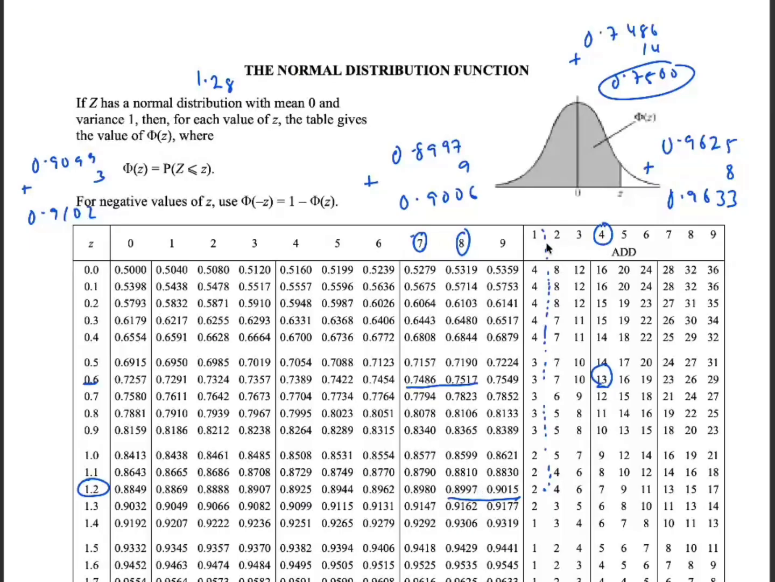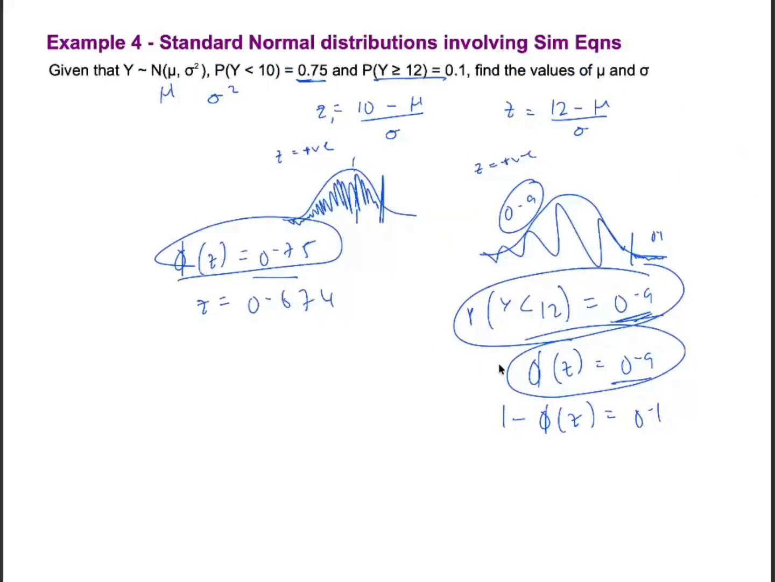Then our last digit is going to be not 1, not 2, but the middle, so 1.5. And that's going to be the z value that gives us the probability of 0.9 below it. So 1.2815. Therefore, our z value is going to be 1.2815. And with that, we get two equations.